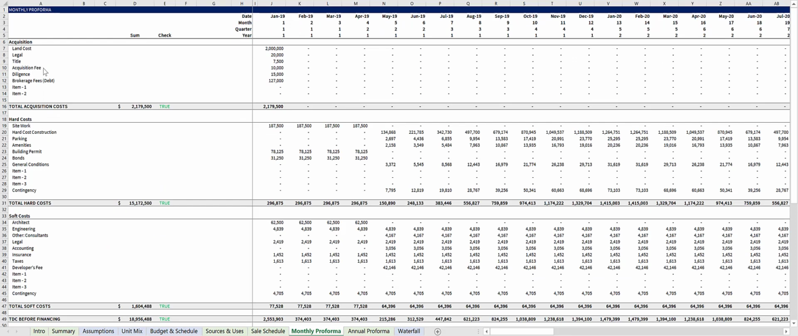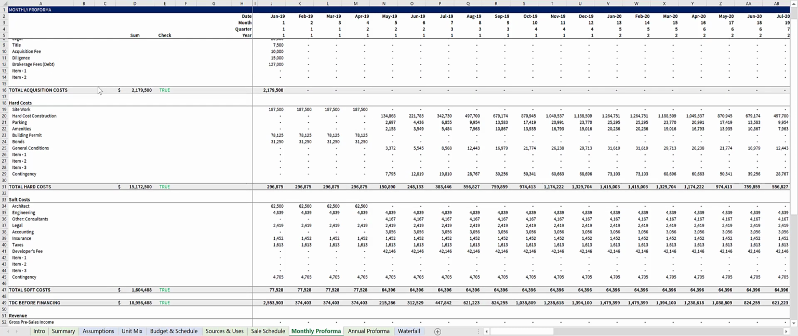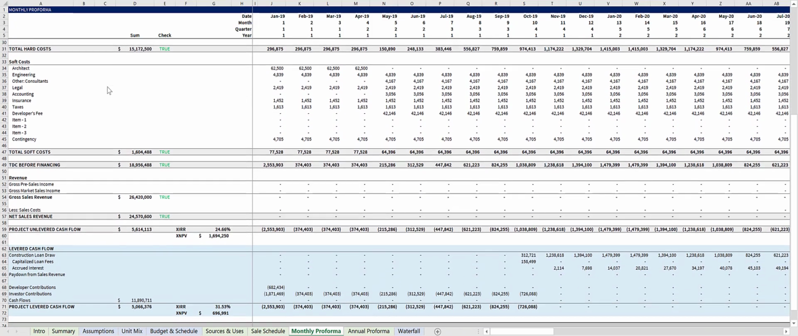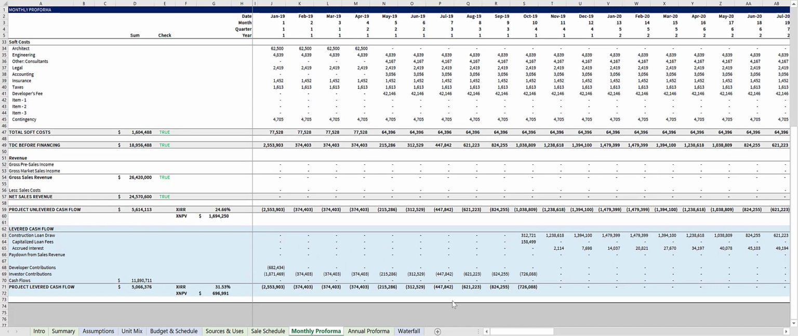Everything we've discussed so far is rolled up into the Monthly Pro Forma tab, which then rolls up again into the Annual Pro Forma tab. The Monthly Pro Forma tab calculates both the unlevered and levered returns for the project, beginning with the unlevered cash flows and then progressing to the levered cash flows below, down here.